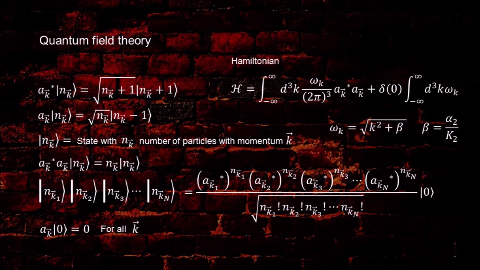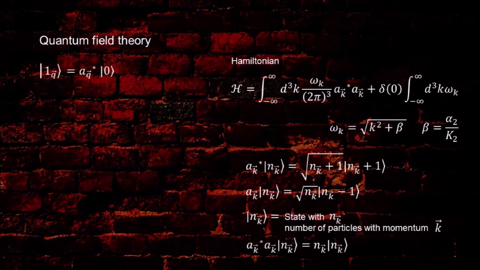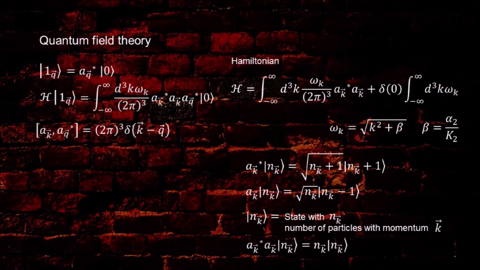Let's look at the action of our Hamiltonian on this state. First, let's consider a state of one particle with momentum q. The action of this part of the Hamiltonian on this state is, we can use the commutation relation to rewrite this product.